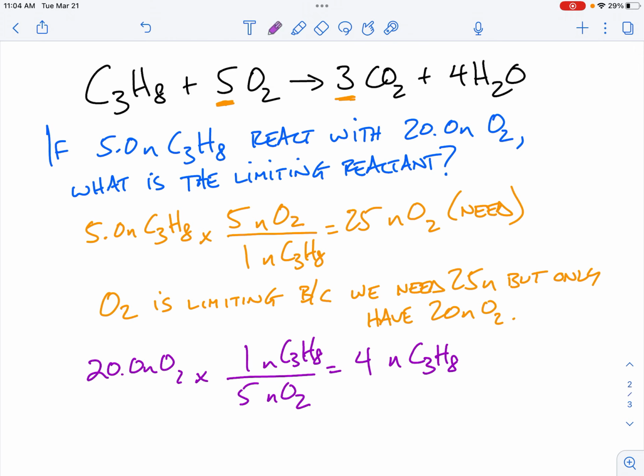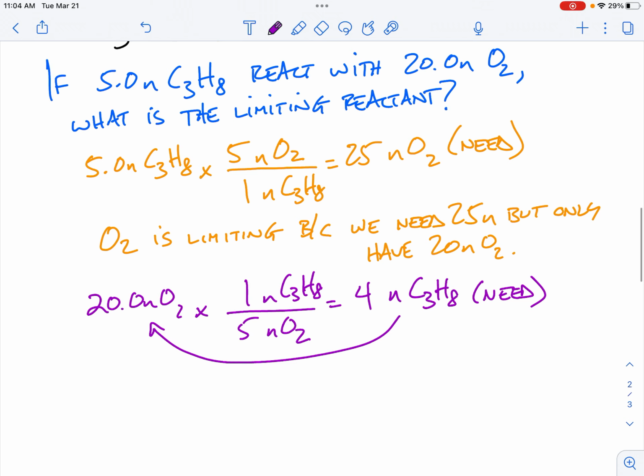So this is how many moles of C3H8 we need to completely react with our oxygen. And we say, okay, if I need 4, how much do I have? If I need 4 and I have 5, well, I have excess. I have more than I need. I have 5 and I only needed 4. So that tells us that the C3H8 would be in excess. And therefore, if the C3H8 is in excess, then again, that tells us that oxygen is limiting.